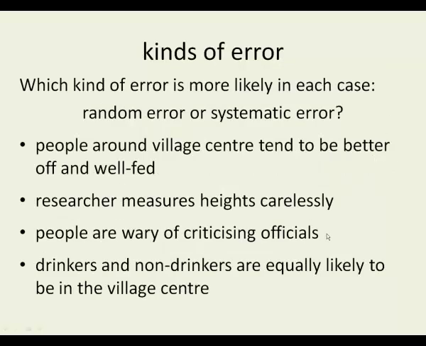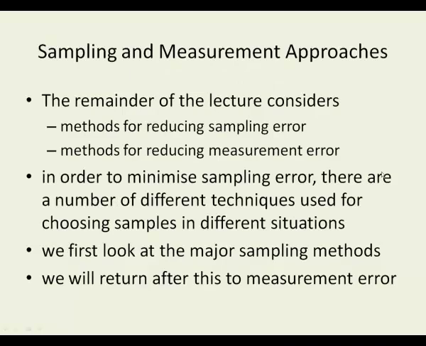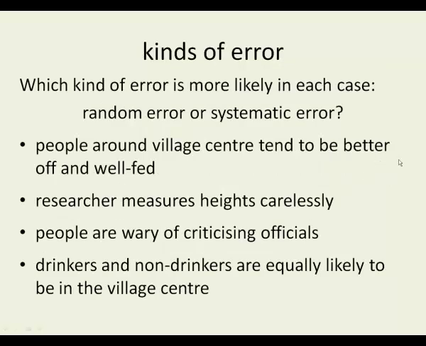People are wary of criticising officials. So when I'm asking them what they think of agricultural policy, or what they think of government, or what they think of security, or anything like this, they're not going to be critical. So their answers are going to be biased in one way. In both these cases, here and here, we're talking about systematic error, which is bias, leads to bias.